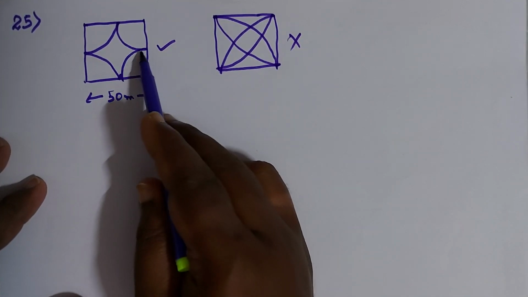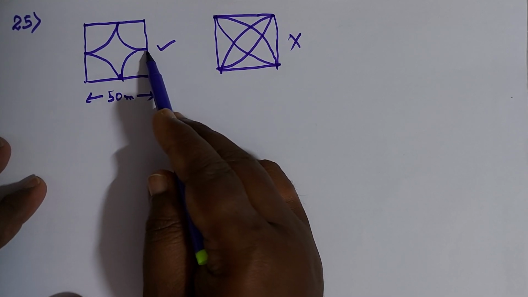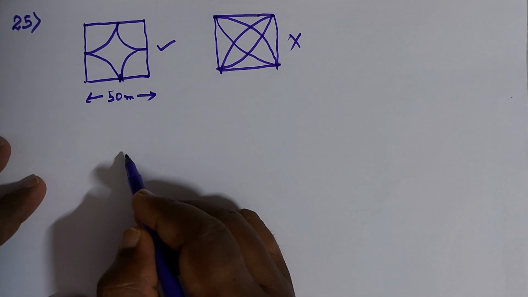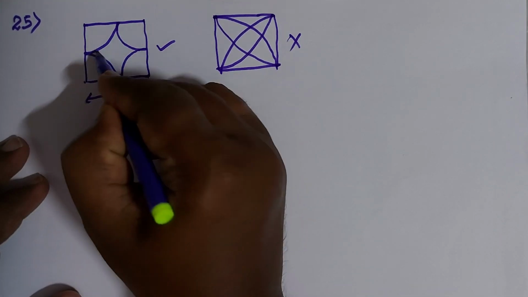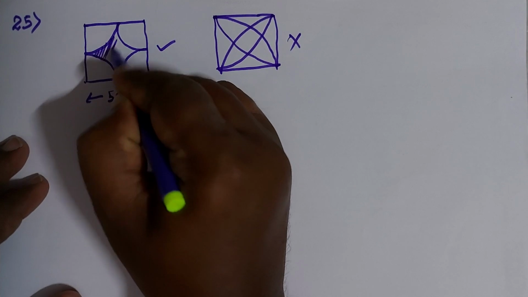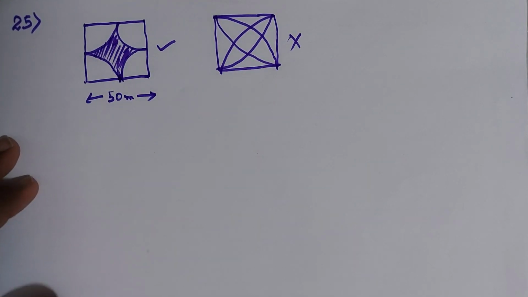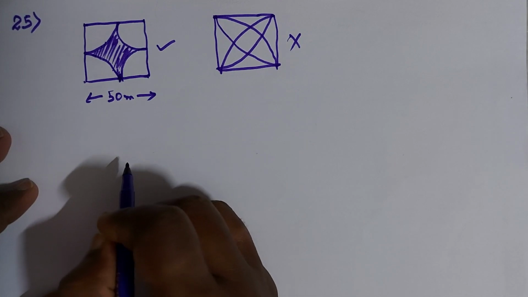So the radius of this is half of 50 meter, that means 25 meter. We need to determine the area of the unshared portion, this. So ungrazed area equals shaded area.